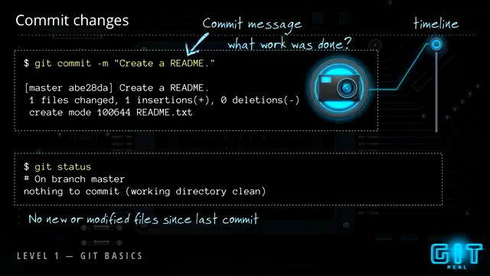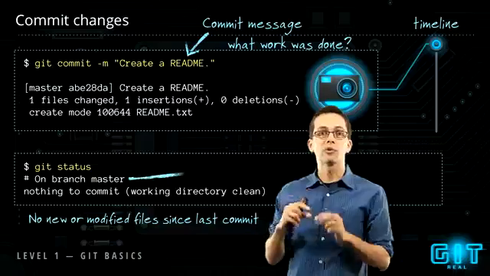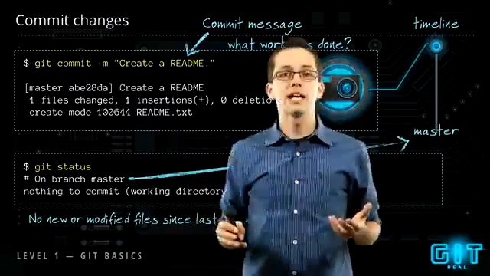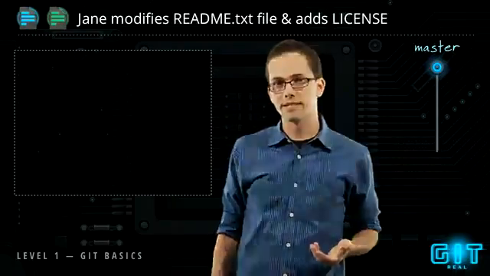Git status also tells us that we are on branch master. All you have to understand here is that we've got one main timeline at this point, and we're going to call it master. We'll get more into branches on level 3. Now we're going to actually do some work on some files. We're going to modify the readme and add a license.